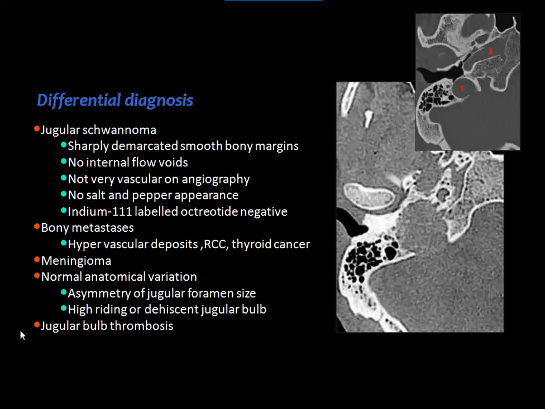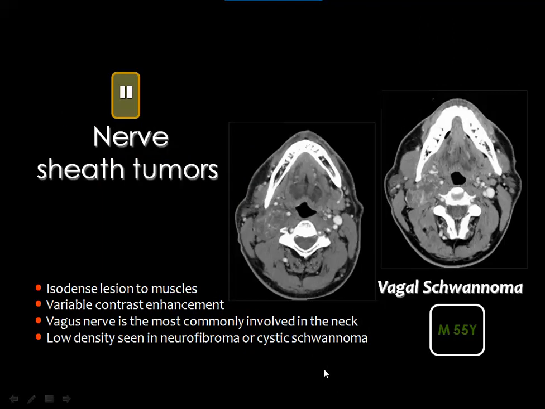Then jugular bulb thrombosis: the jugular foramen will be intact, and you get high signal in the T1 due to the clotted blood. Then the second issue in the neck, after we have finished the glomus tumors, is the nerve sheath tumors, the neurofibroma and the schwannoma.